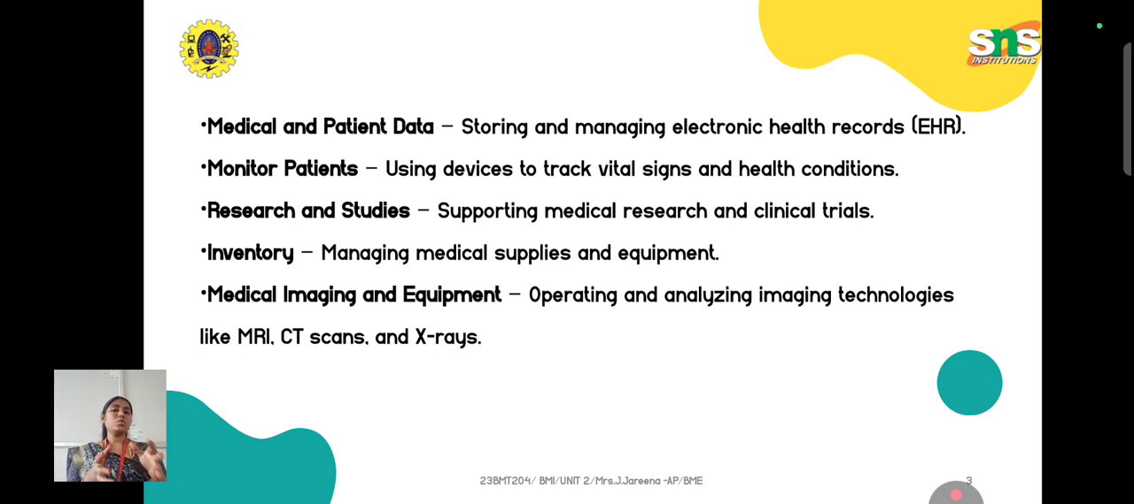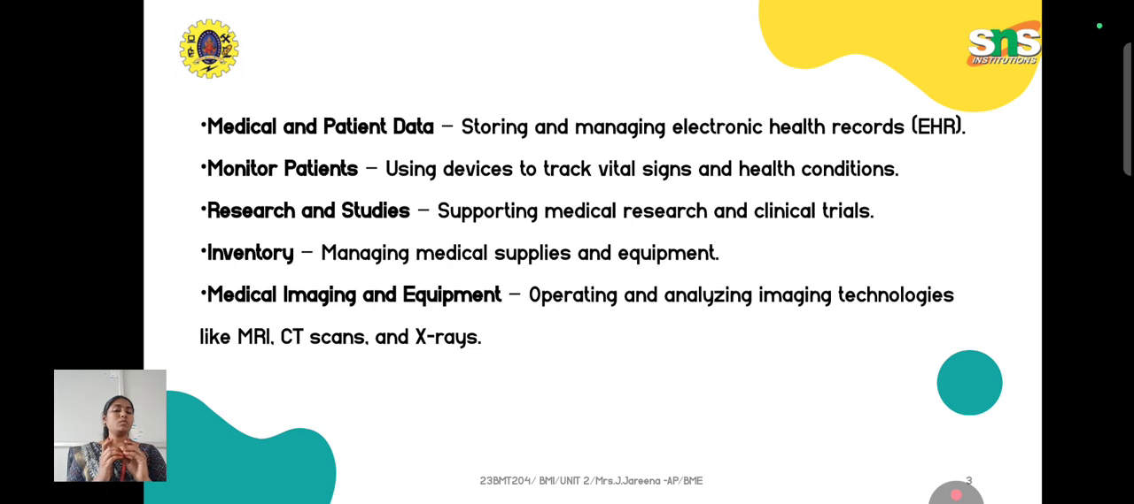So in that case also we need computer support to visualize the data, store the data for many hours, and analyze it even after some time. Okay, so in this way we can use the computer to monitor the patient.